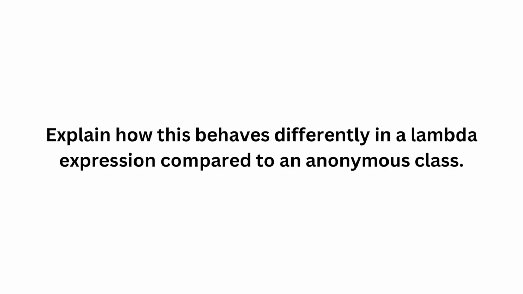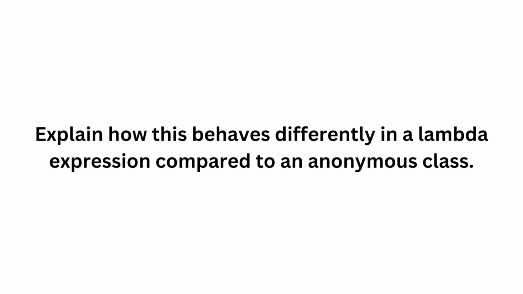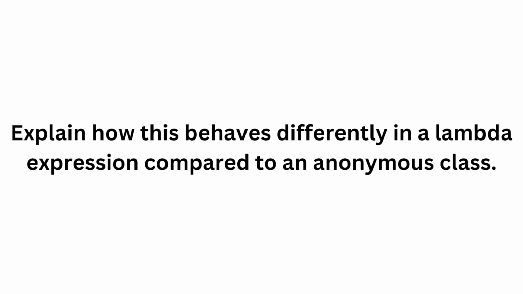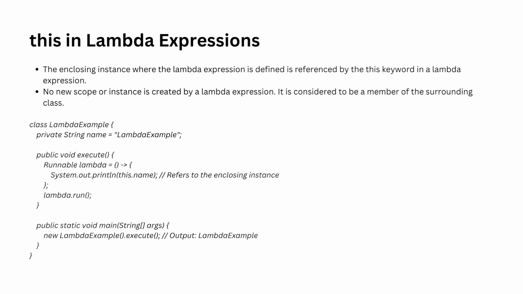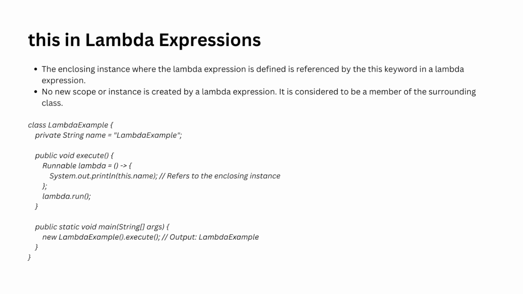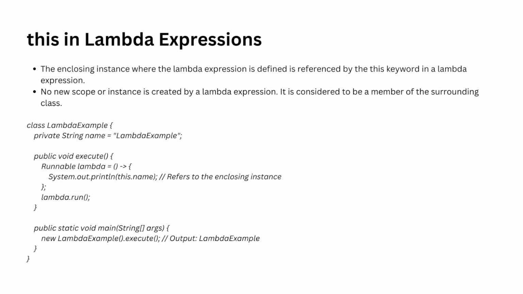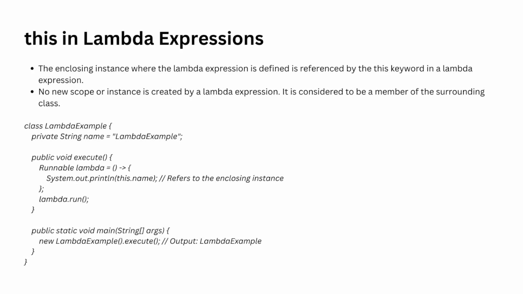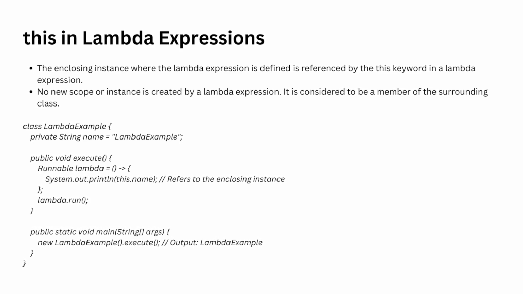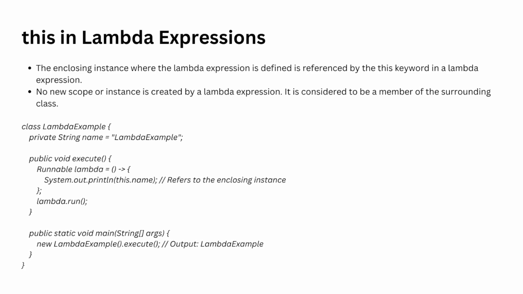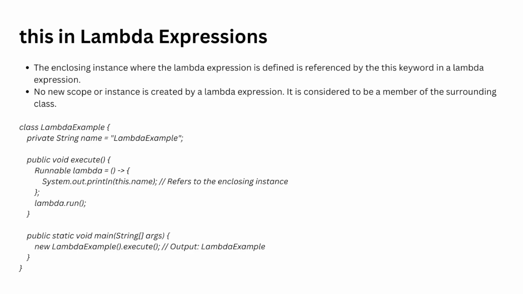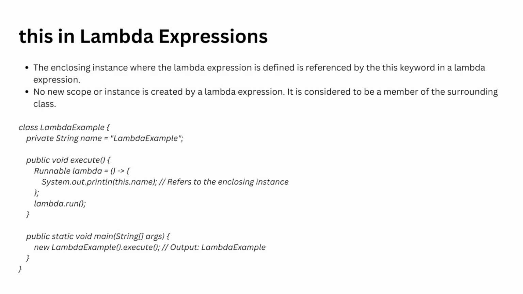Now moving on to the next question: explain how the this keyword behaves differently in a lambda expression compared to an anonymous class. In a lambda expression, this refers to the enclosing instance where the lambda expression is defined. A lambda expression does not create a new scope or instance. It is treated as part of the surrounding class. So if you take a look at this example here, this.name refers to the name field of the enclosing LambdaExample class, not a separate instance.